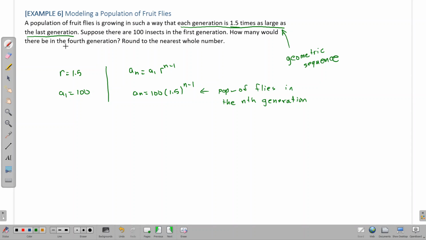All right, they want us to find what is the population in the 4th generation. So that would be A sub 4, which is 100 times 1.5 to the 3rd power. And these are going to get messy. I would just go straight to your calculator for that. This comes out to 337.5. And this represents flies. So remember, we don't want a fraction of a fly, so they said round to the nearest whole number. This is going to round up to 338. So 338 flies in the 4th generation.